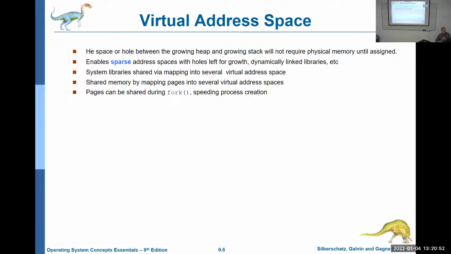You could also share memory between two processes, because the same thing is true with paging. In paging, I can theoretically share pages between two different processes. And here my whole virtual space can be shared between two different processes. Pages can be shared during fork.